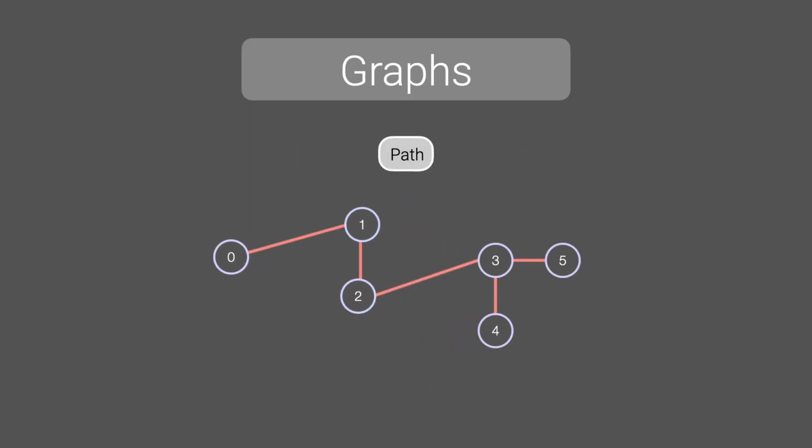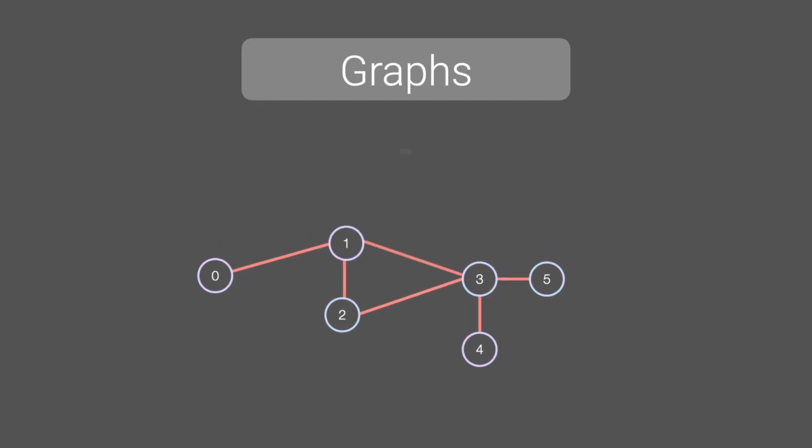Now let's take a look at paths. So a path is simply a set of vertices and their connecting edges such that no edge is repeated. Therefore, a path from 0 to 4 will look like the following. Here we have a 0 to 1, 1 to 2, 2 to 3, and a 3 to 4. And a path from 2 to 5 will look like the following, where we have 2 to 3 and a 3 to 5.